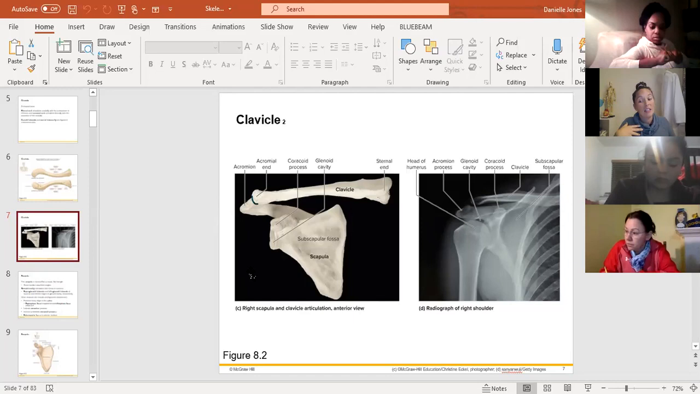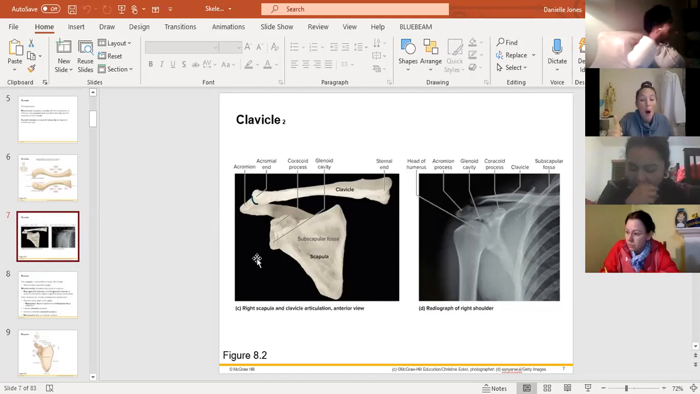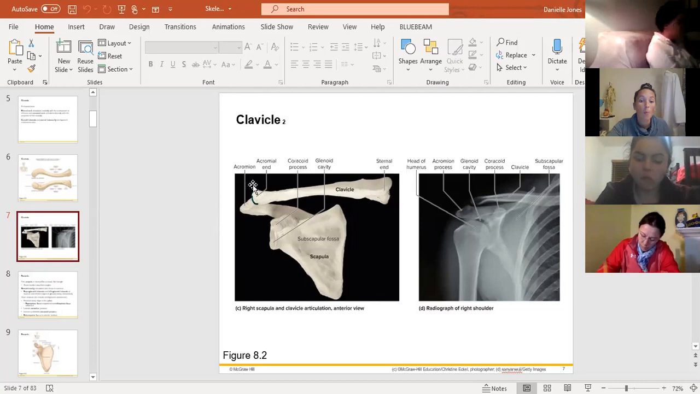Let's say that you were to go and dive for a baseball or a softball or a frisbee or whatever the case may be, and you fall down and all of a sudden you're popping your clavicle out of its joint. You're basically knocking this acromial end up. More than likely, you are hurting or putting the acromial clavicular joint out of place.